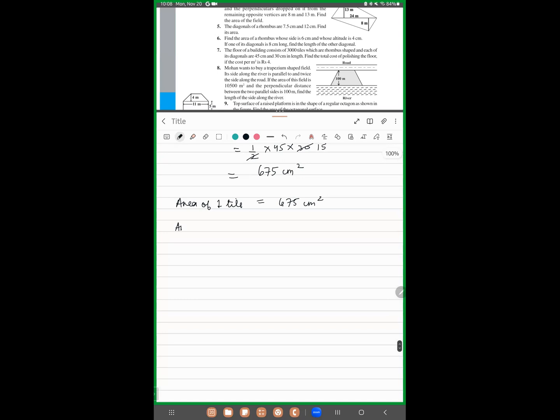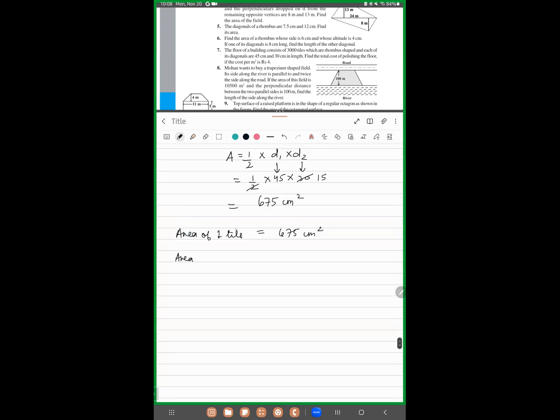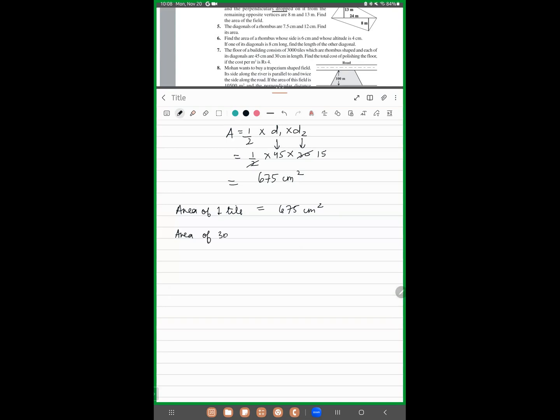So area of 3000 tiles we need to find, which is basically the area of the floor. 675 multiplied by 3000. Calculate this. 15, 21, 22, 20, 25, 000.